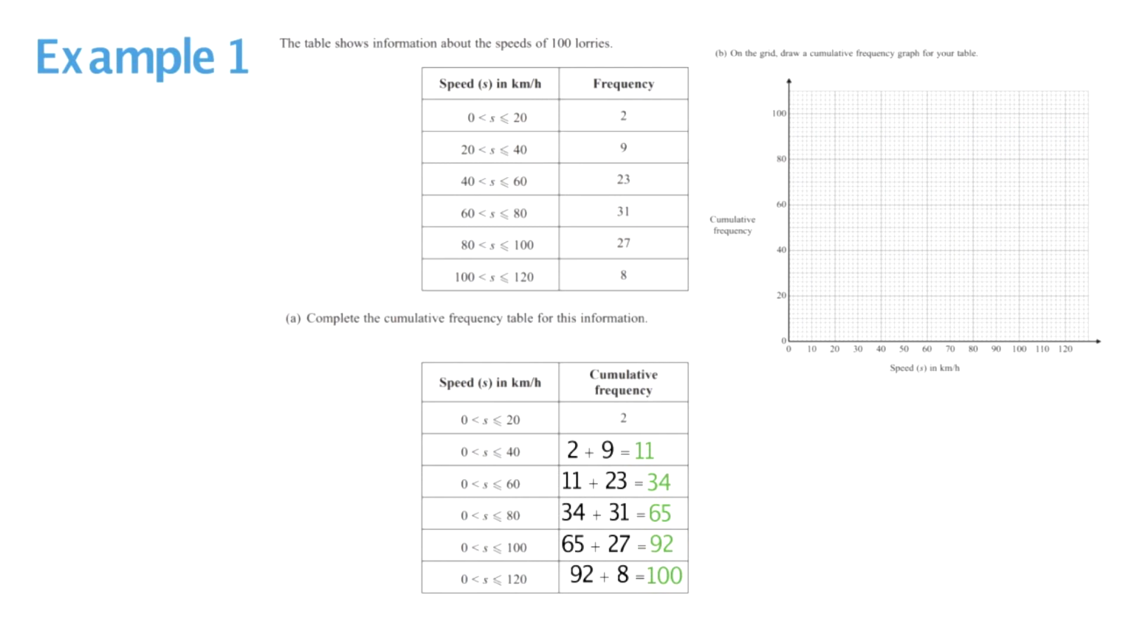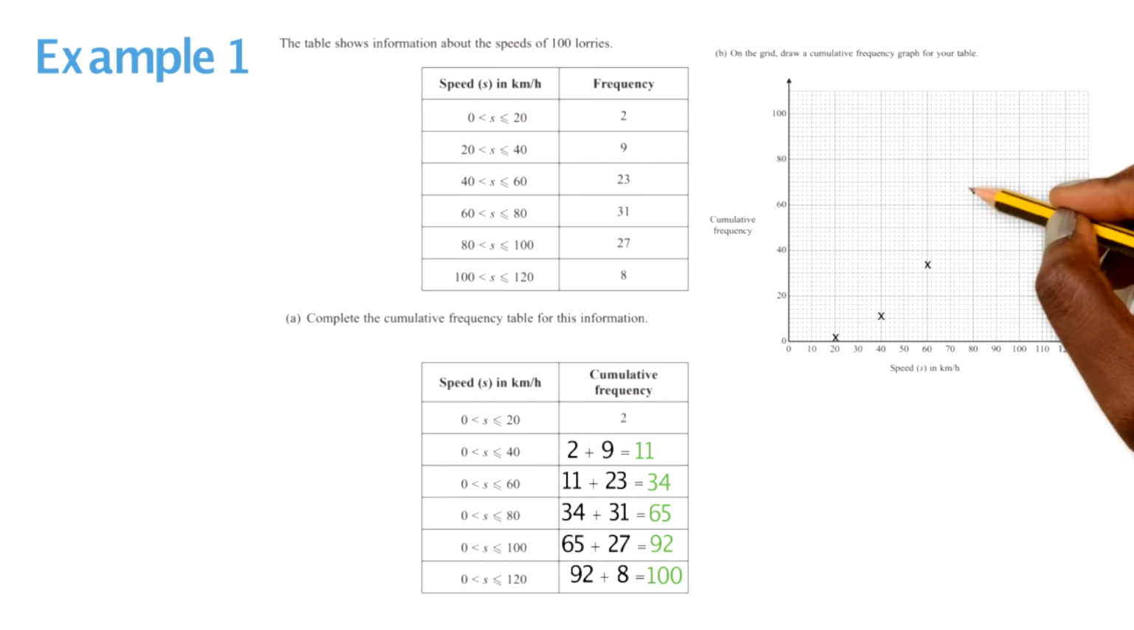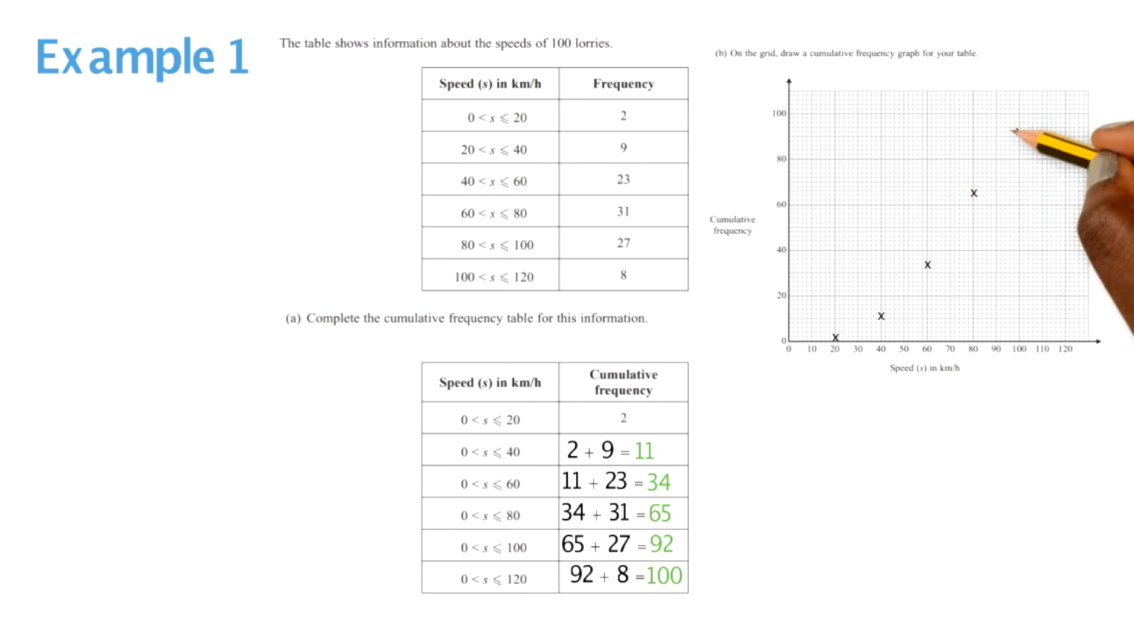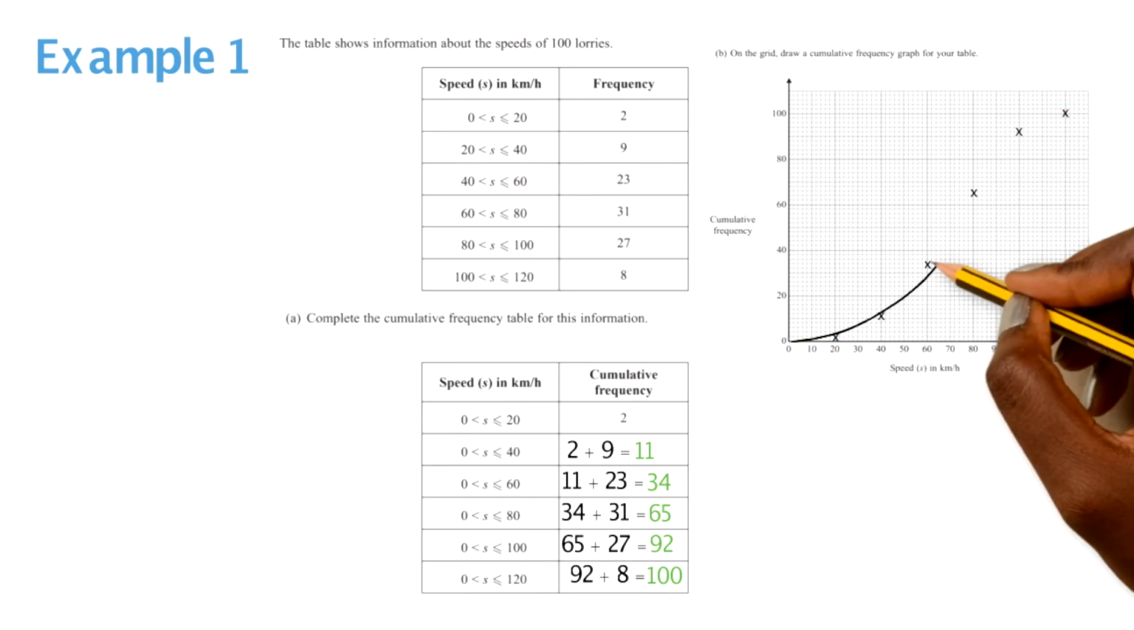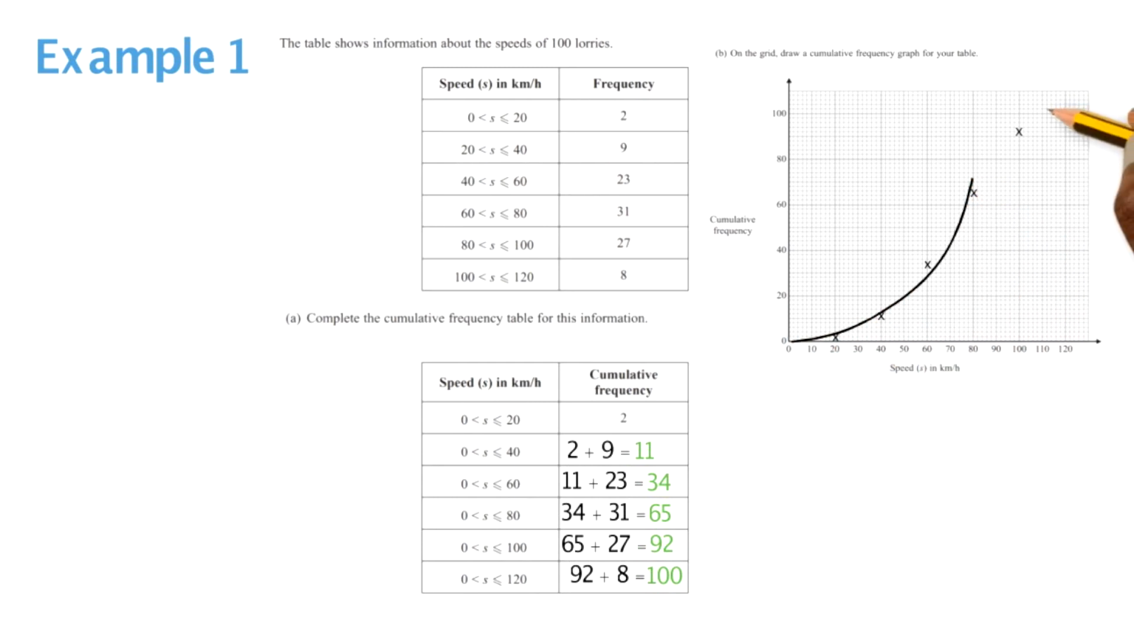So remember, your points are from the upper end, so the higher end of the class interval, and you're plotting down the cumulative frequency values. And because they're cumulative frequency, they're adding together, you should notice that all your points should increase. And last but not least, you need to draw that nice smooth curve. Like I said, yours on paper would probably look nicer than mine.